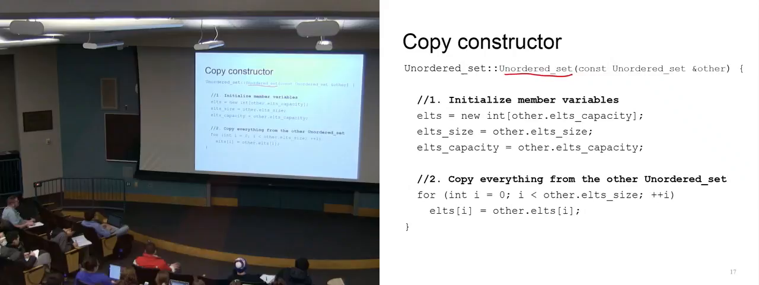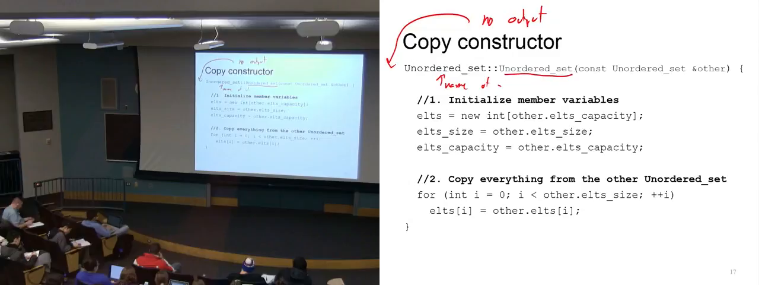How can you tell that this is some kind of constructor? No output. And this is the name of the class. So first, we initialize the member variables. I just felt like using the equal sign here instead of using an initializer list. There's no particular reason why. Actually, there was a particular reason. I wanted as few new concepts in this lecture as possible.